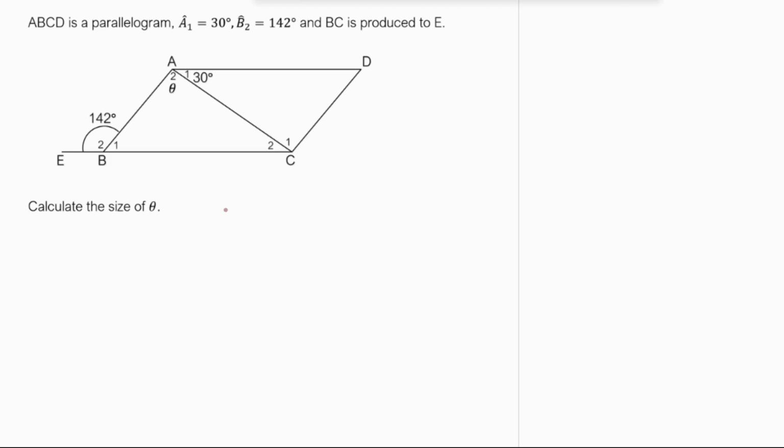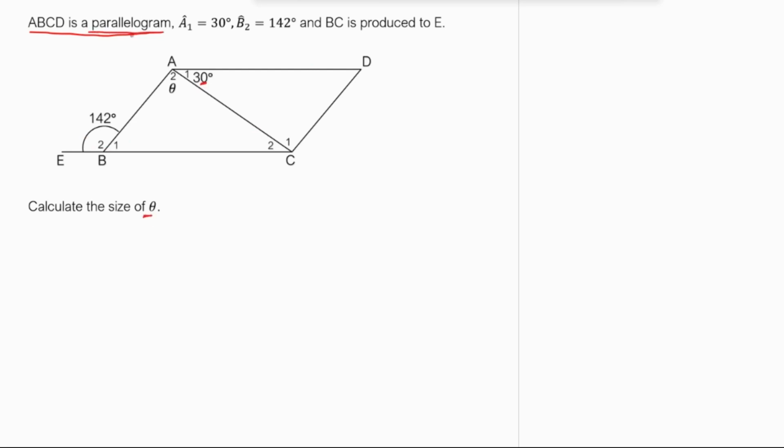Welcome back. Let's do this question. ABCD is a parallelogram. A1 is 30 degrees, and B2 is 142 degrees. BC is produced to E. Calculate the size of theta.